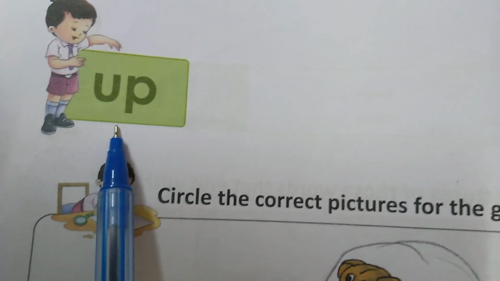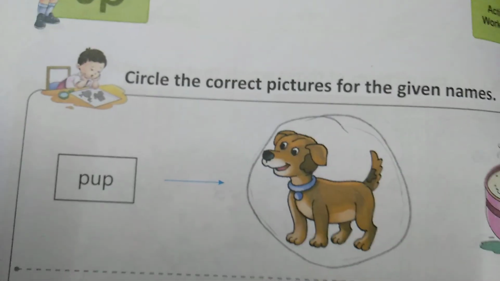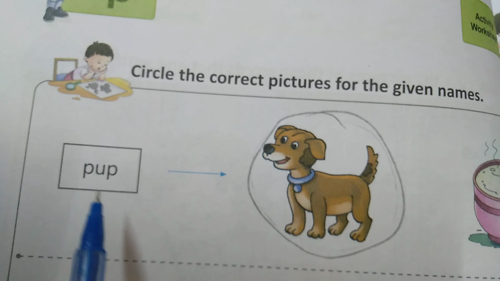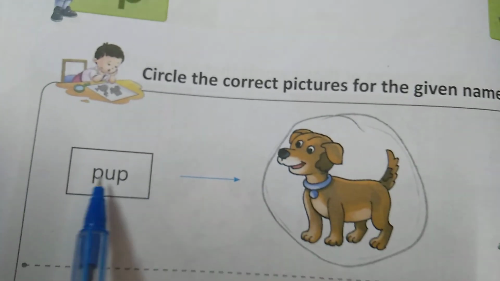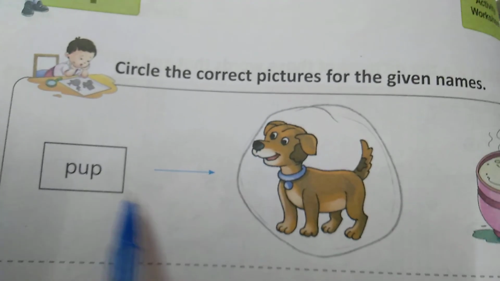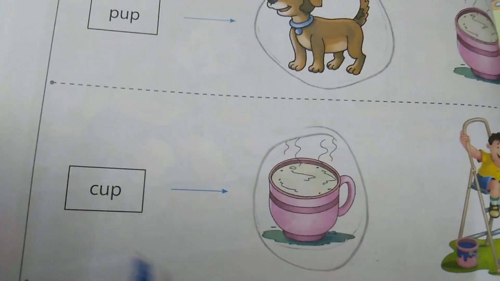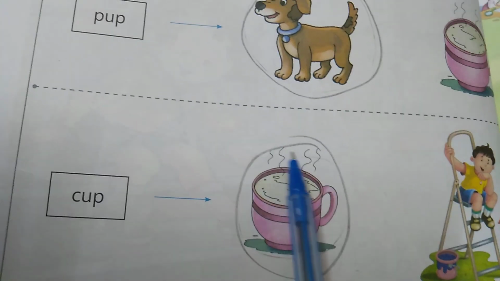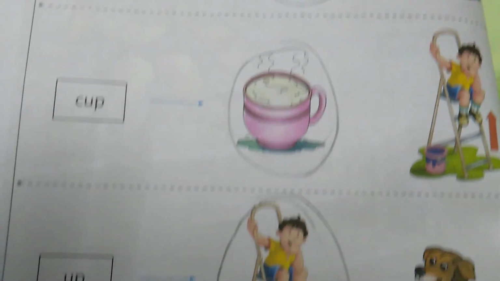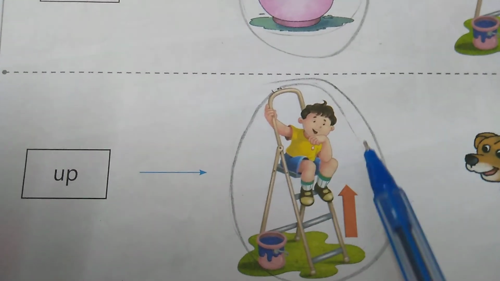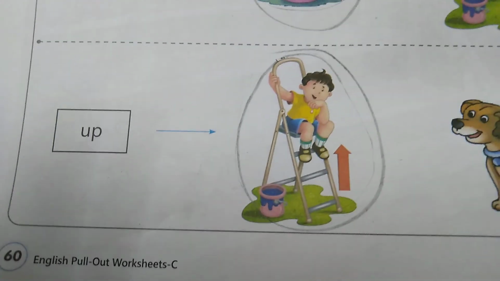Here UP up. Circle the correct pictures for the given names. What you have to do, words are given here. Two pictures are given. Circle the correct picture. This is PUP pup. Circle this one. This is CUP cup. Circle this one. And this is UP up. This boy is sitting up on the stairs. Circle this one.